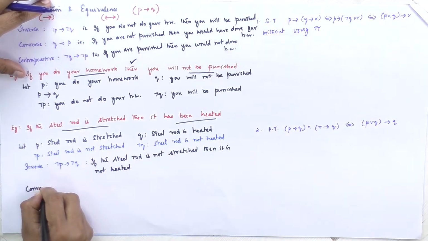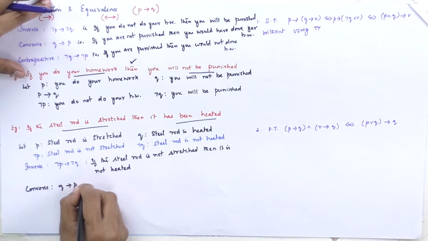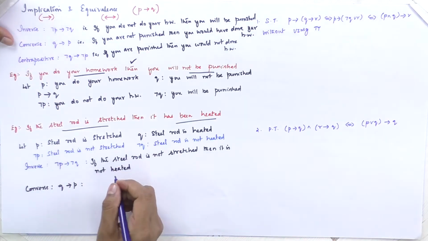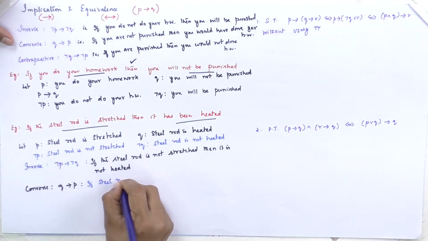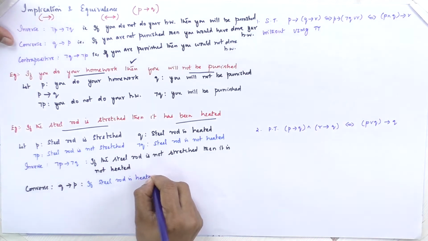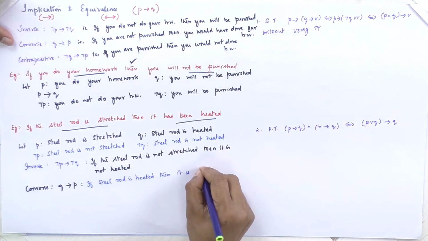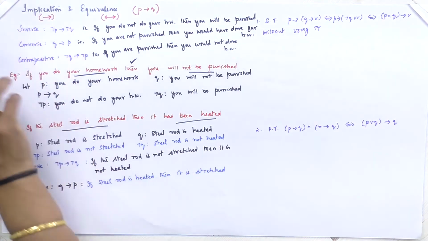And what is all about the converse statement? So converse is just the opposite, I said. It is Q conditional P. So Q conditional P means, well, Q is what? If steel rod is heated, then it is stretched. Then it is stretched. That is the converse part.